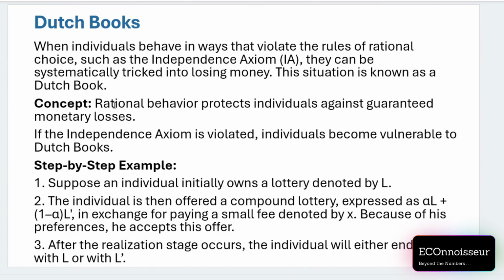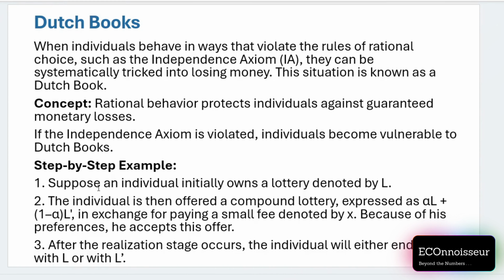The concept is that rational behavior protects individuals against guaranteed monetary losses. If someone behaves in rational ways, that protects him or her against guaranteed monetary losses. If the independence axiom is violated, individuals become vulnerable to the Dutch books. There are some steps we can see.